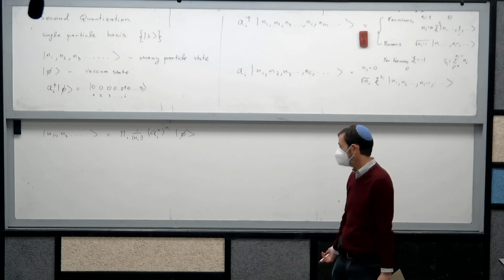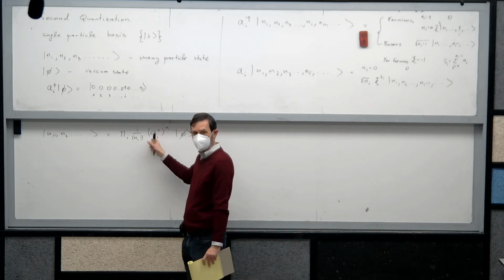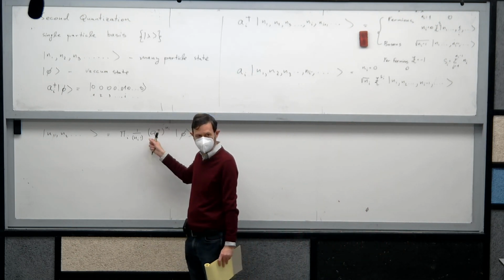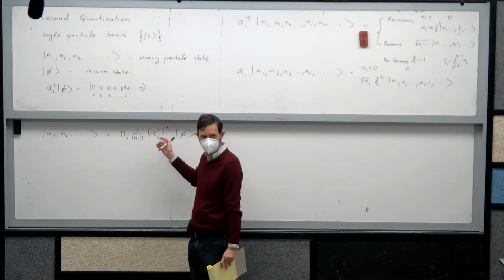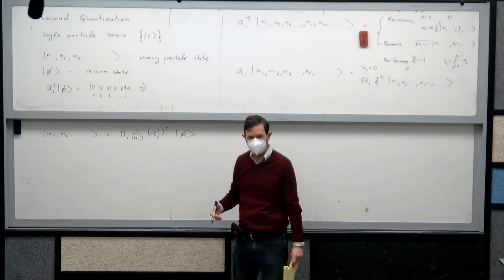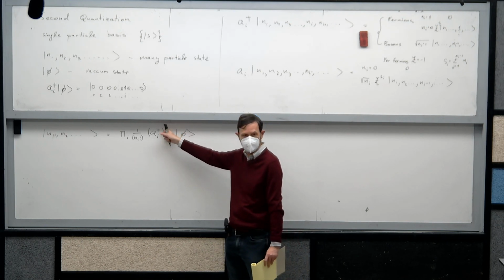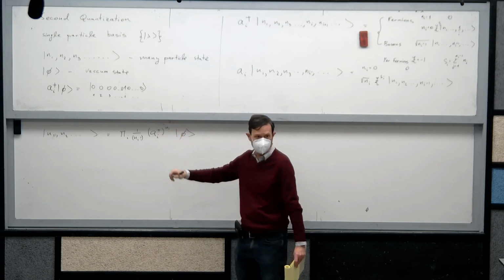What am I saying here? Create whatever number of particles you want in the first state. Just worry about normalization. The same for the second state, the same for the third state, and so on and so forth. If I have nothing in the state, it would be Ni equals 0, no operator.